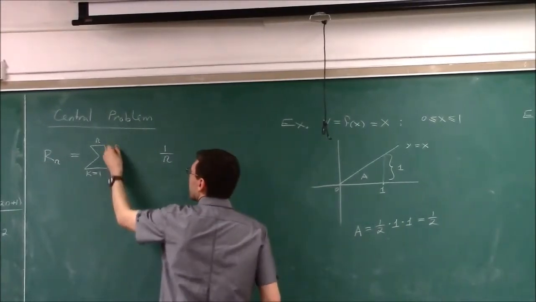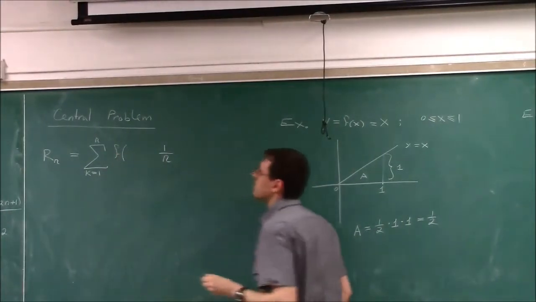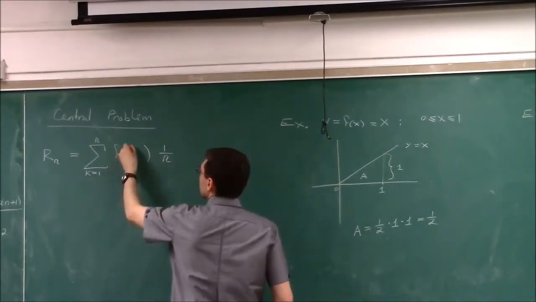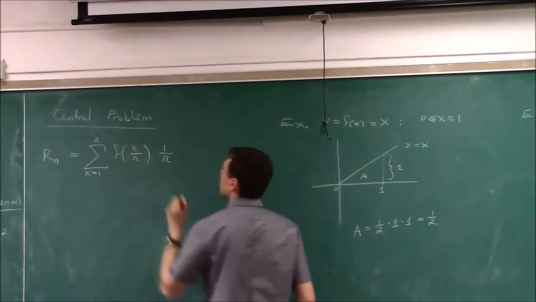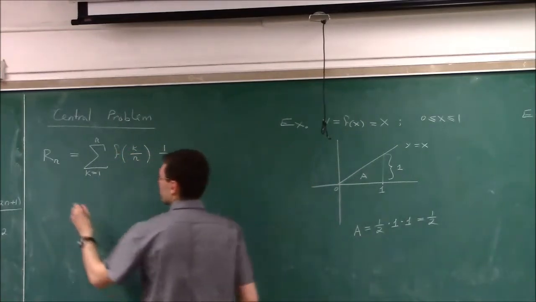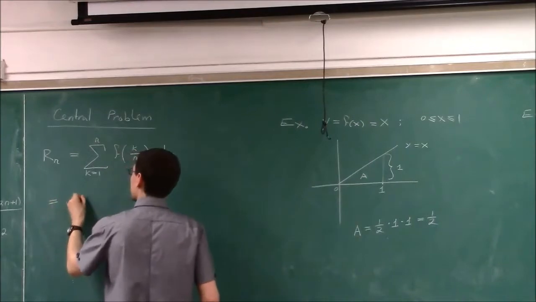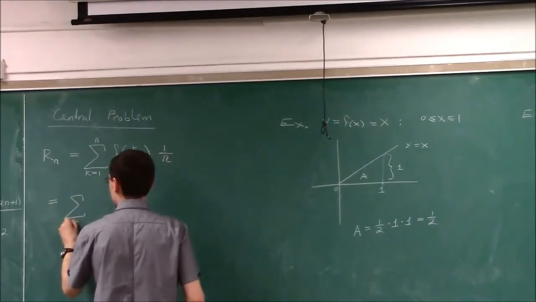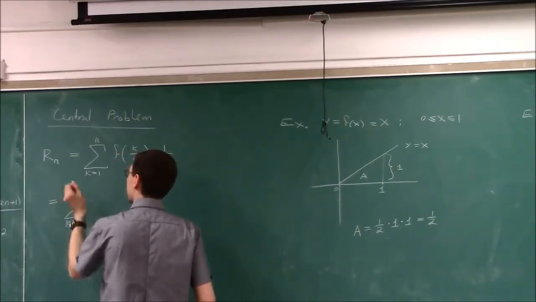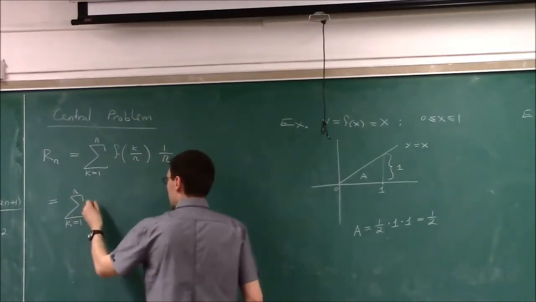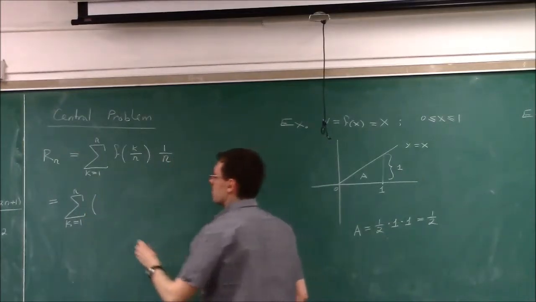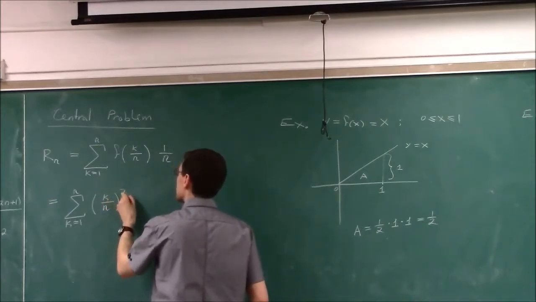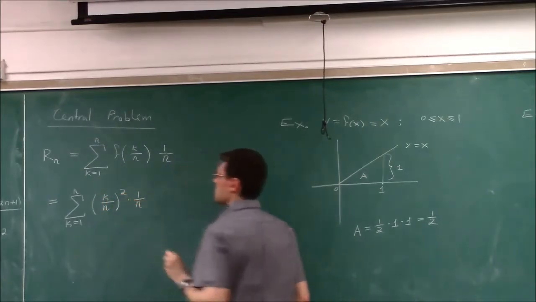And here we have f of what? Do you see? Yes, k over n times 1 over n. So what we are getting is, what does f do to this region? So it's k equal to 1 to n. And what f does to any input, it squares it. So it's just k over n squared times 1 over n.